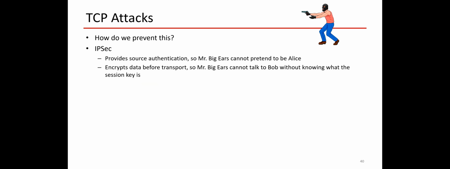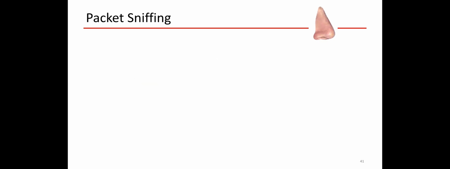So how can you prevent this? IPsec provides source authentication, so Mr. Big Ear cannot pretend to be Alice. It encrypts the data before transport, so Mr. Big Ear cannot talk to Bob without knowing what the session key is.